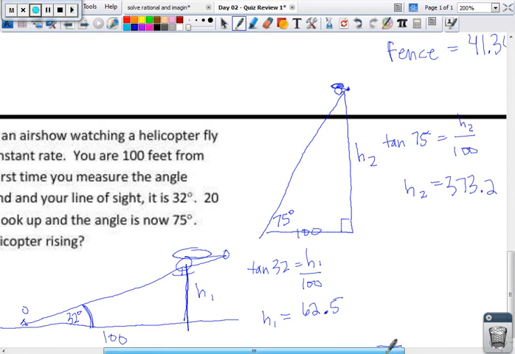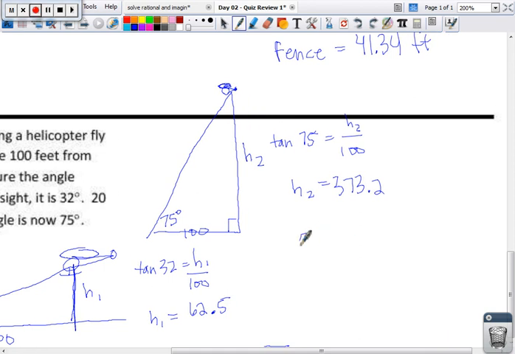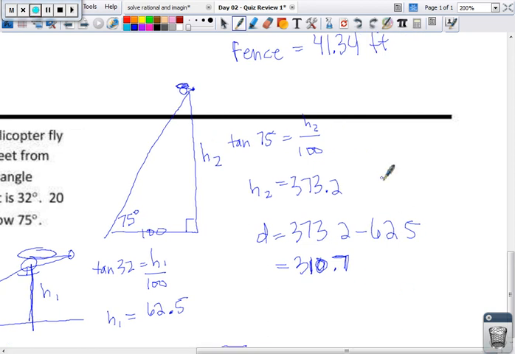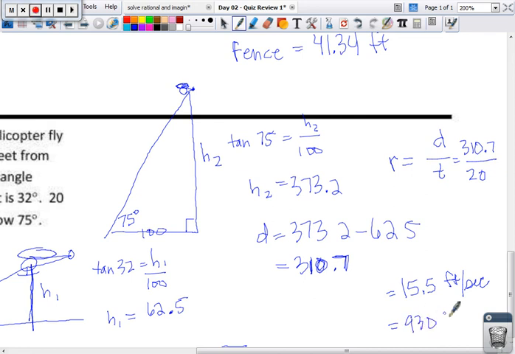Okay? Which means, of course, that the distance that it traveled was 373 minus 62, which is about 310.7 feet. So in that 20 seconds, it traveled 310 feet. So for our final question, what is the rate? The rate is the distance divided by the time. 310.7 divided by 20 seconds. Looks like it's 15.5 feet per second, which, if you recalculate, is 930 feet per minute.